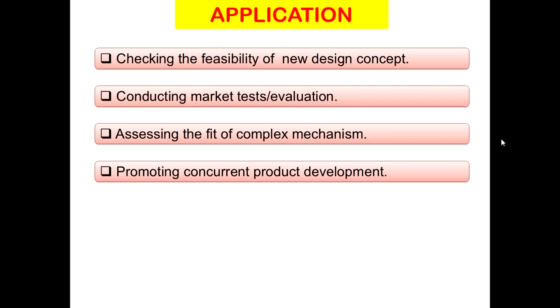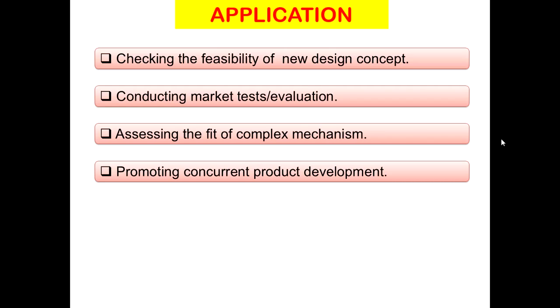Then the most important thing is that in rapid prototyping we can have concurrent product development. Concurrent is nothing but simultaneous product development. So the product will be developed simultaneously rather than sequential product development. In sequential product development, we have to follow the steps: step number 1, then step number 2, step number 3, like this. So we have to follow the steps in the case of sequential manufacturing. In concurrent manufacturing, we can go simultaneously for the different steps.